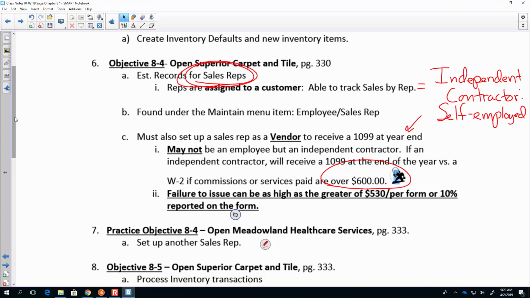And I do put some penalties there. Failure to issue a 1099 by January 31st of the next year. If you fail to do that, it's $530 per form or 10% reported on the form, whichever is greater. So if you have 10 independent contractors, $5,300 as a minimum.